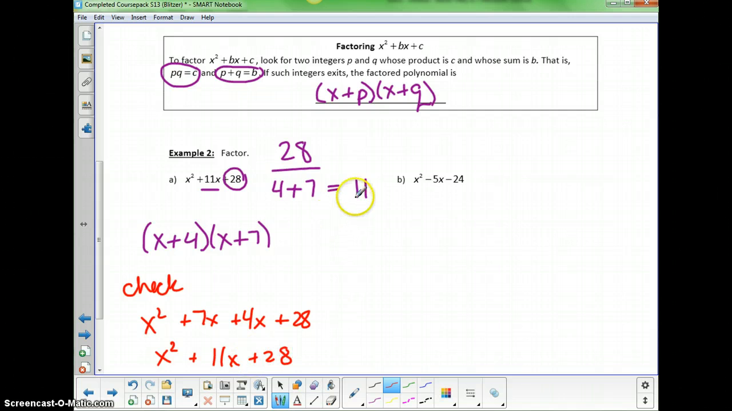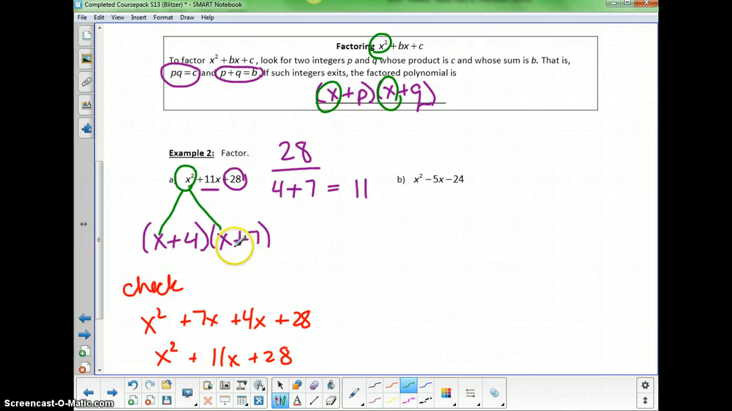So let's talk a little bit, before we go on to the next one, about why this works. Okay. One of the reasons that this works is this is a polynomial of the type that begins with x squared. Because it begins with x squared, I know that the only way to multiply to x squared is x times x. So my x plus p, my x plus q, is going to have that x leading it off, to get that x squared.